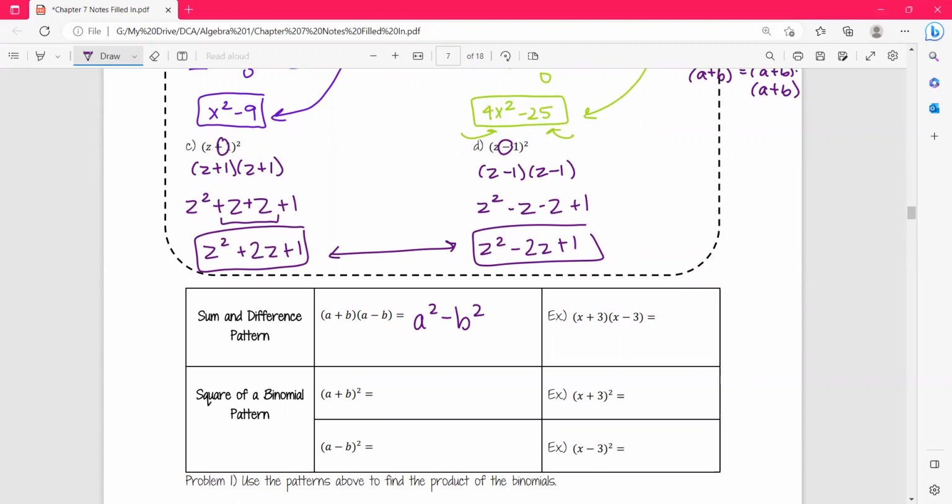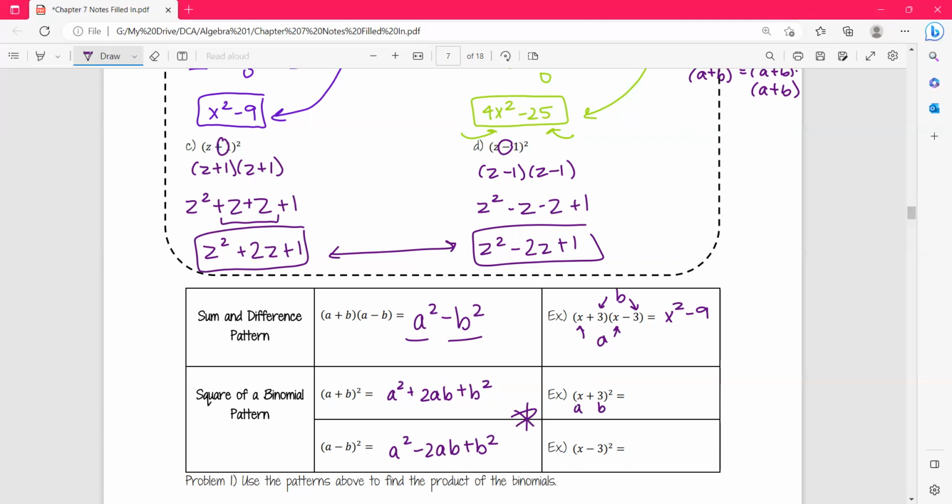So x plus 3 times x minus 3 is really just x squared minus 9. All we have to do is find the a term and find the b term and square them. For square of a binomial, or sum of a square, we are doing a squared plus 2ab plus b squared. If we can identify what a and b are, all we do is substitute right into this formula. Same thing down here, a squared minus 2ab plus b squared. So if I can say, here's my a, here's my b, I don't have to FOIL, I don't have to distribute, I just use these formulas.